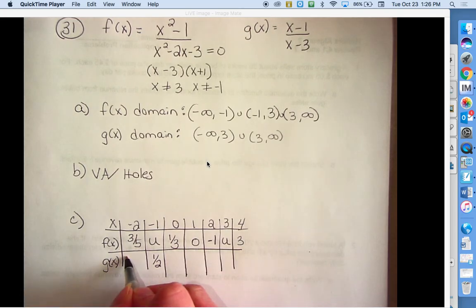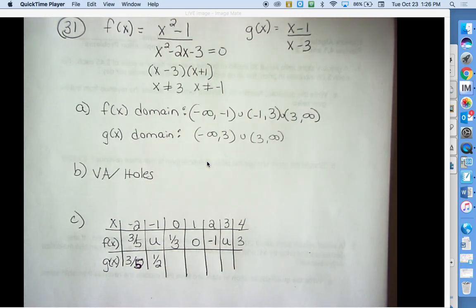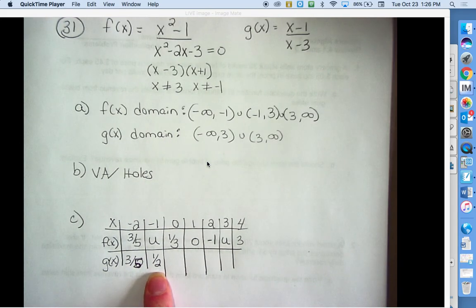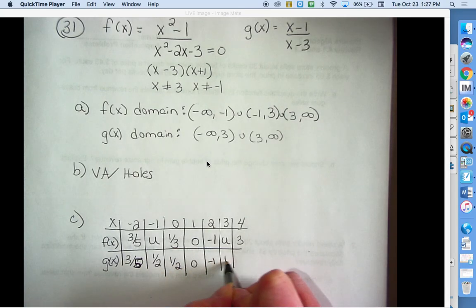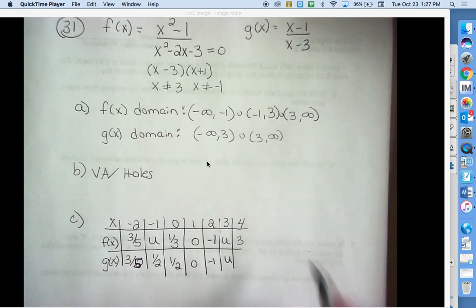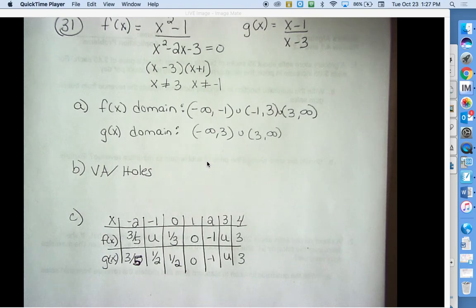negative 1 is 1/2. So for g of x, you should have the same y values, except at negative 1, you have the value of 1/2. It's still undefined at 3 because we said x could not be 3. And then when you plug in a 4, you end up getting 3. So for all of the values from f of x, they're exactly the same as g of x, except at the value of negative 1, you have an answer because it's allowed to be negative 1 in the g of x function.